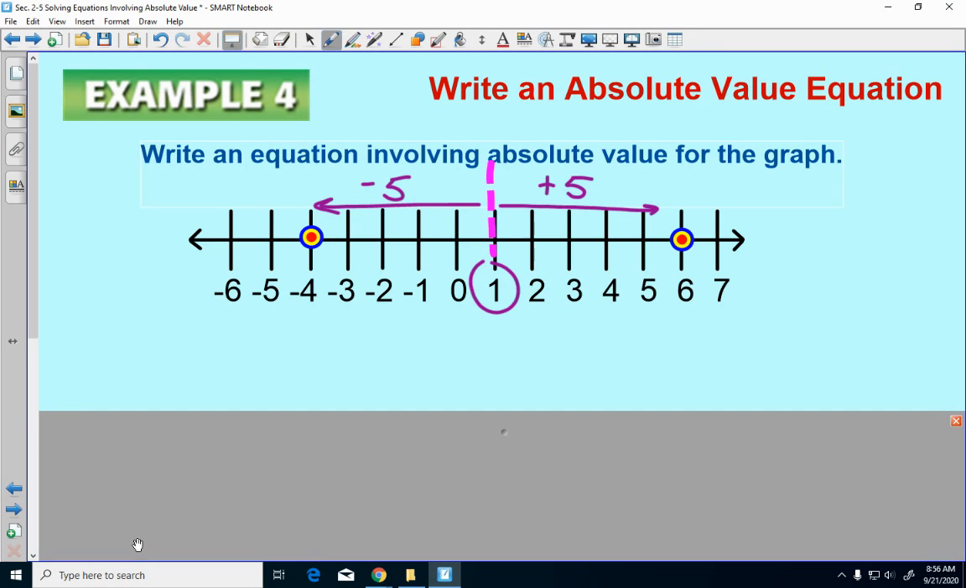It's not going to have a 4 in it. I'm telling you right now, it's going to have these two numbers. It's going to have a 5 and it's going to have a 1 in it. It's going to look like this. X minus 1 is equal to 5.